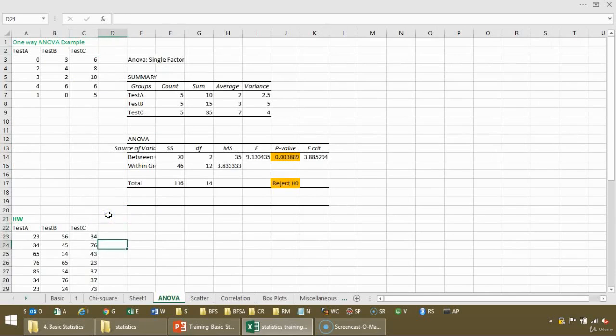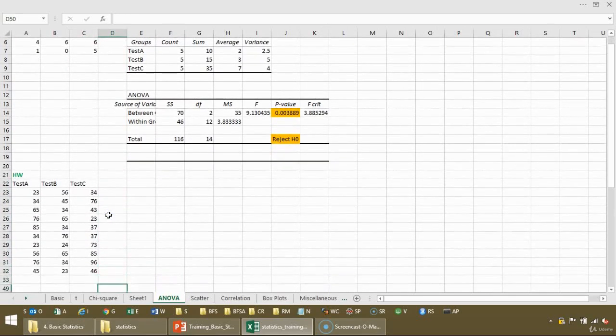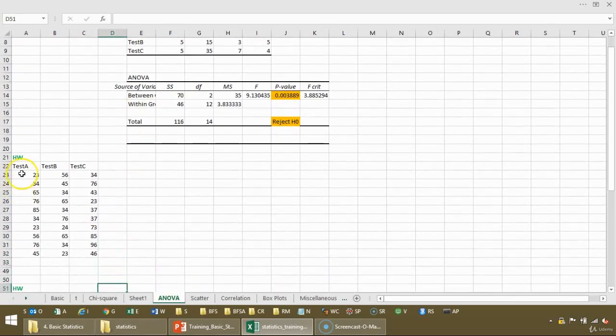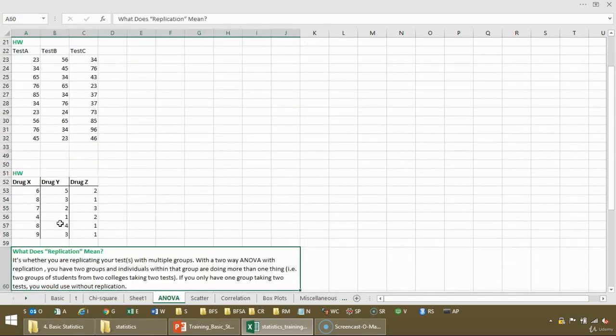Okay. Now this is the homework. So you have the one sample test. Again, this is a one-way ANOVA. So please do it on your own. And the answer is also hidden over here between row number 33 to 49. Once you have solved it, please verify your answer with the answer written over here.